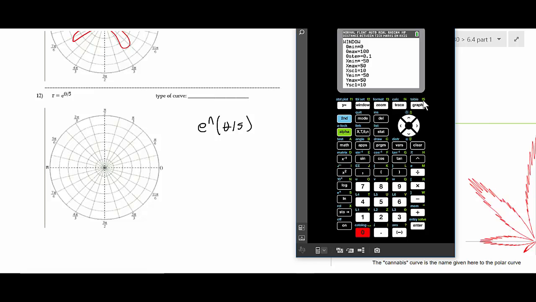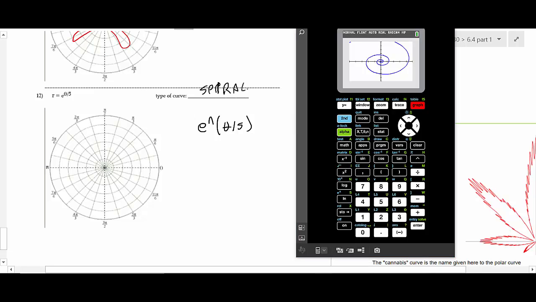What are you getting? Spiral. Yeah, spiral. That's why we had to take that window out further. It spirals out like that forever. You can take your window like that. So it spirals in on itself like that. That's called a spiral.